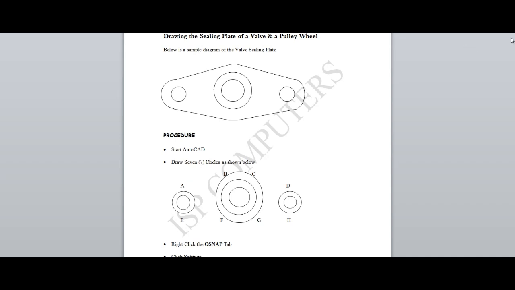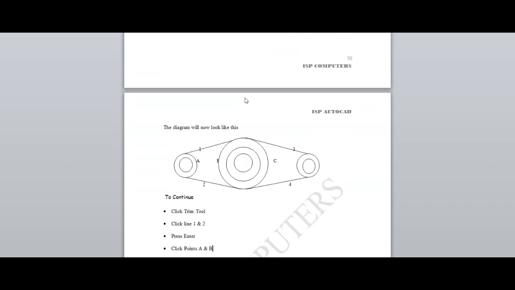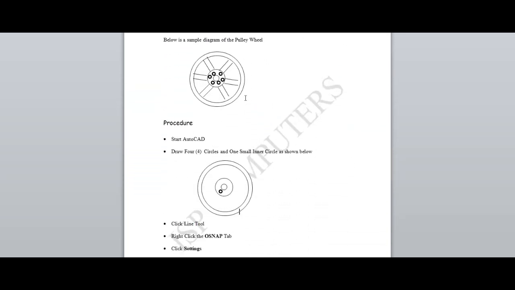Today we're going to be designing two things. We're going to be drawing a ceiling plate of a valve and also a pulley wheel. This is how the ceiling plate will look. Let's scroll down and see how the final product will look for the pulley. So now let's go to AutoCAD.